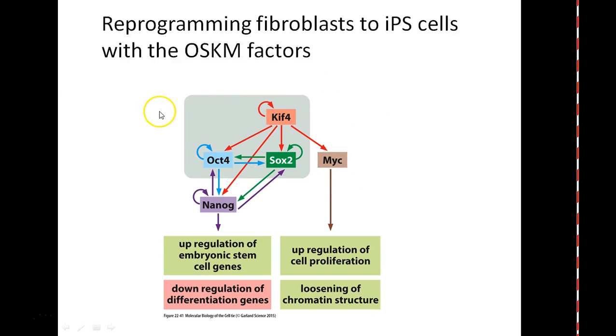When they were overexpressed in the adult cell, they were able to act on gene expression. They were able to upregulate embryonic stem cell genes, and upregulate genes responsible for cell proliferation, and they were able to act on the chromatin structure. They were able to change the chromatin structure globally and loosen it up. And they were also able to downregulate the differentiation genes. So those 4 factors.